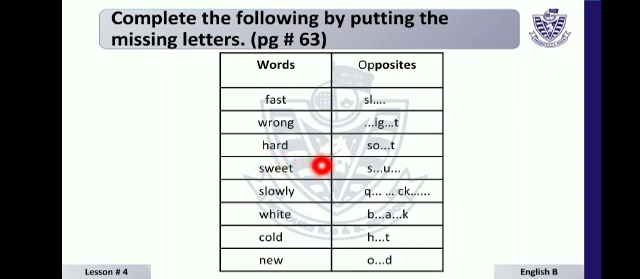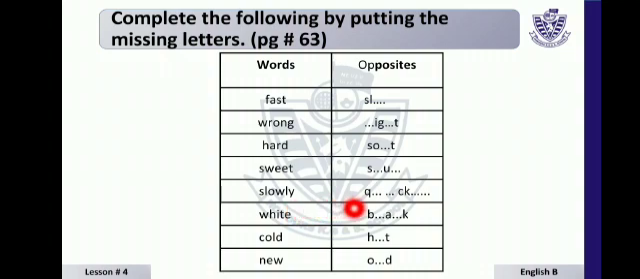Next one is hard. The opposite of hard is soft. S-O-F-T. Soft. Next one is sweet. The opposite of sweet is sour. S-O-U-R. Sour. Next one is slowly. The opposite of slowly is quickly. Q-U-I-C-K-L-Y. Quickly.